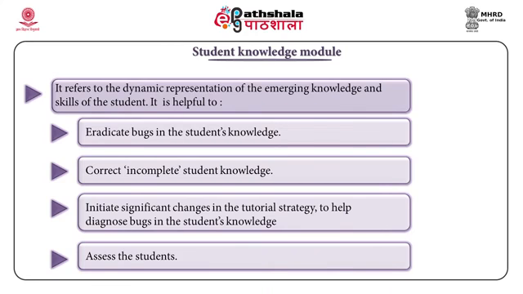or knowledge gaps. A mismatch between a student's behavior or knowledge is signaled to the tutor model, which subsequently takes corrective actions such as providing feedback or remedial instruction. The student knowledge module is helpful in eradicating bugs in the student's knowledge. It helps in correcting incomplete student knowledge. It initiates significant changes in the tutorial strategy to help diagnose bugs in the student's knowledge. It also helps to assess the student.